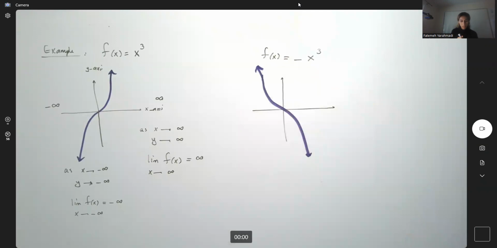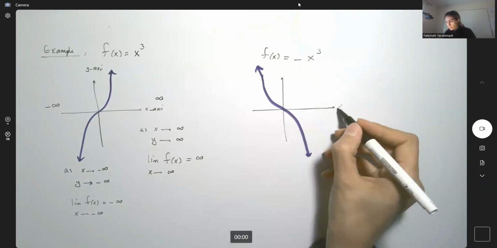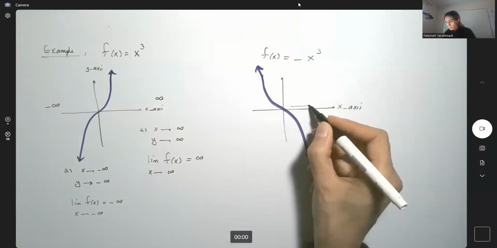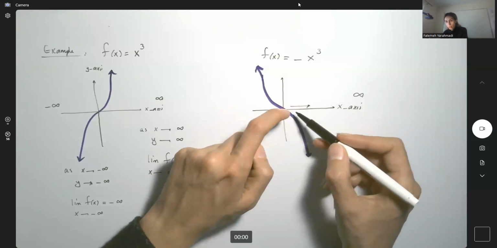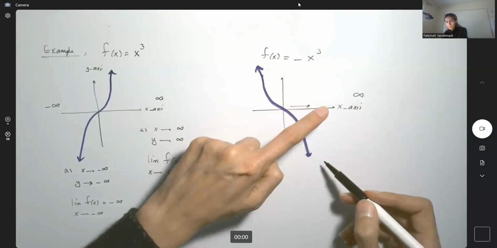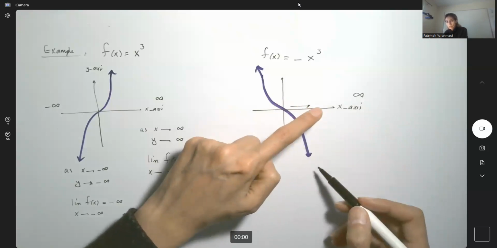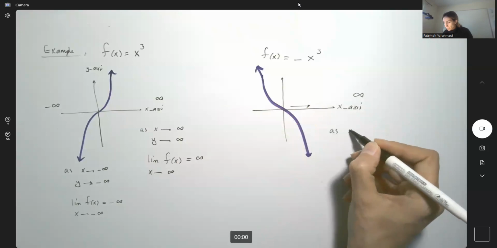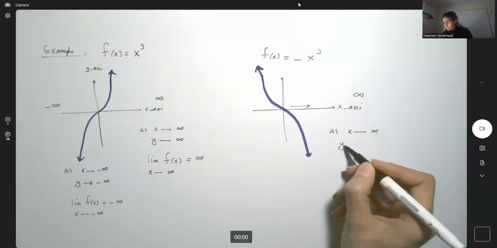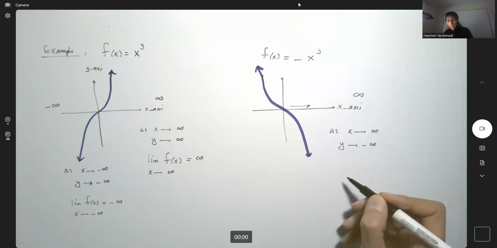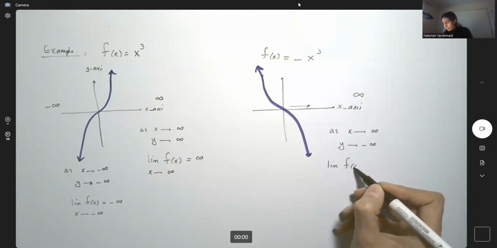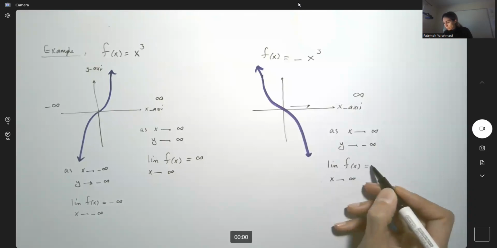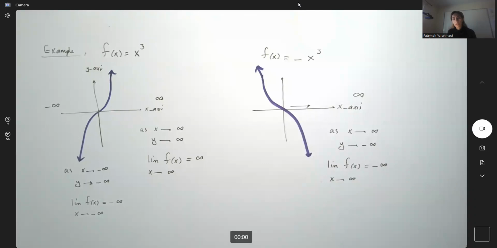Perfect. So again, as x goes to positive infinity on the horizontal line, this is my x going to positive infinity. What happens to my y? My y goes down. So x goes to positive infinity, y goes to negative infinity. As x goes to positive infinity, y goes to negative infinity. So every function has a different behavior. We're going to write it this way. The limit of f of x as x goes to positive infinity is negative infinity.